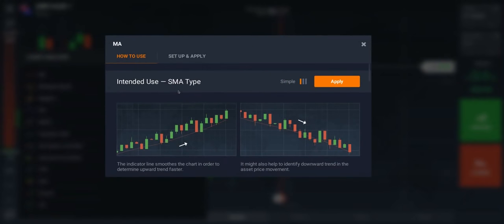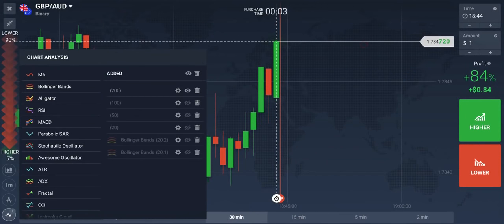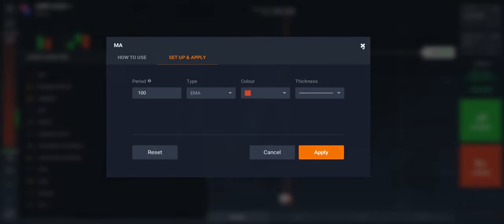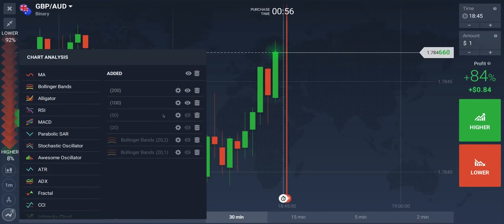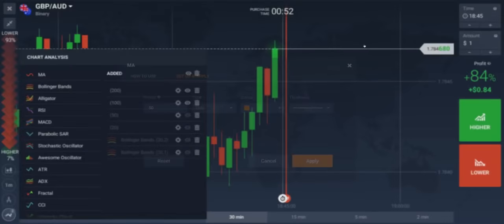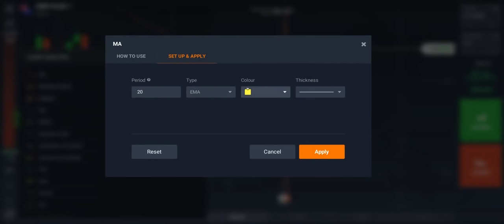So these are the settings that you can actually see. I'm going to show you the settings. It's 200 EMA, purple, 100 EMA, red, 50 EMA, orange, and 20 EMA, yellow.